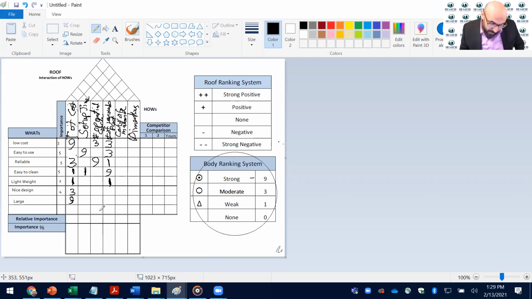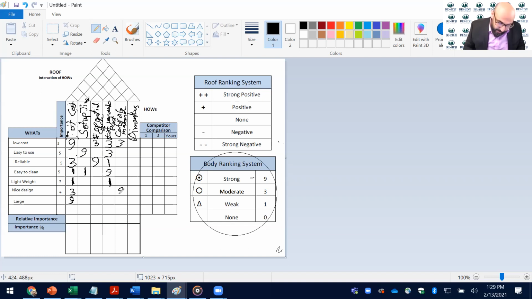Now the next one would be color of material with the low cost. Well, there could be some, so I'm going to make it a 3. Ease of use and the color of material, there is no relationship. Color of material and reliability, a reliable product does not have any relationship. Easy to clean and the color, no relationship. Lightweight and the color, I don't see any relationship. Nice design, that would be a 9.